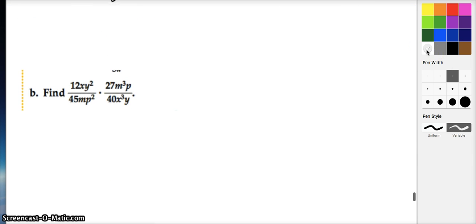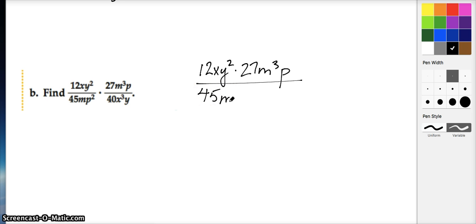All right, let's go ahead and handle that over here. Let me get this extraneous stuff out of there. Come back and let's get started. So I'm going to write this larger, just makes me feel better. So I have 12xy squared, and let me smush it together, times 27m to the third power p, all of that over 45mp squared times 40x to the third power y.